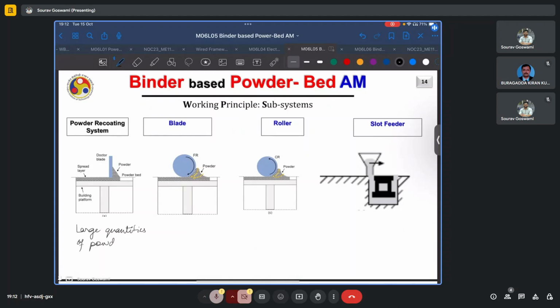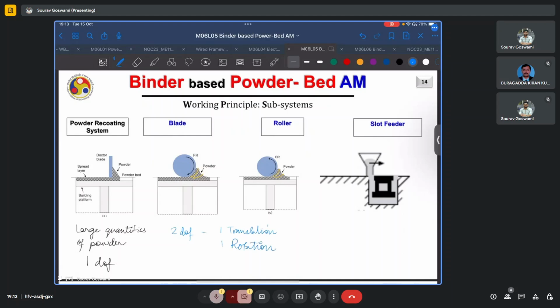That is, if you want to build with very thick layers or if you want a high build rate, you can use a doctor's blade. On the other hand, the rollers, though not capable of handling very large quantities of powder, have 2 degrees of freedom. So here the degree of freedom was only one. In this case, you have 2 degrees of freedom, one corresponding to translation and one corresponding to the rotation.